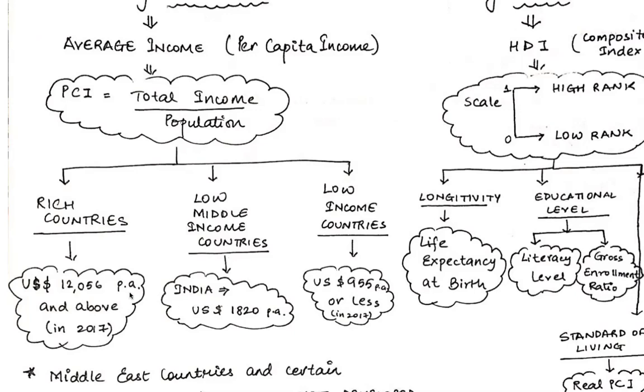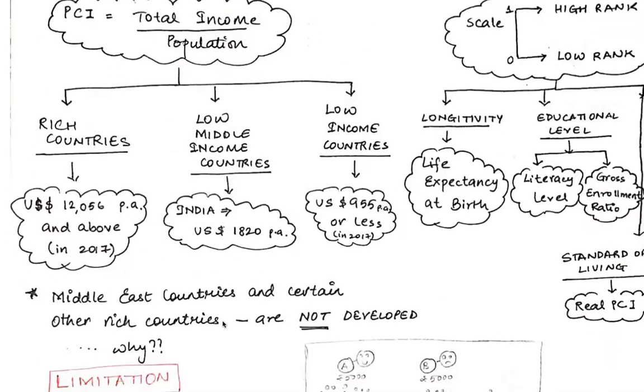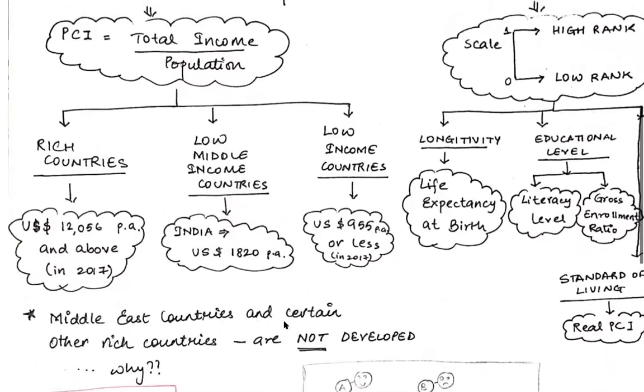Whereas we will see India in between these two ranges, and that's why we call it a lower middle income country. It has a per capita income of US dollar 1820 per annum. However, there's one thing to be noted over here: the Middle East countries and some other small rich countries are not called developed countries. They have a high per capita income and they are rich, but that is only because they have reserves of oil, and that's why they are growing. But the development of the people over there is not comparable to that of a developed country like the US. So we do not call them developed countries.